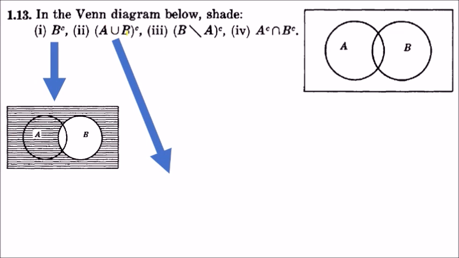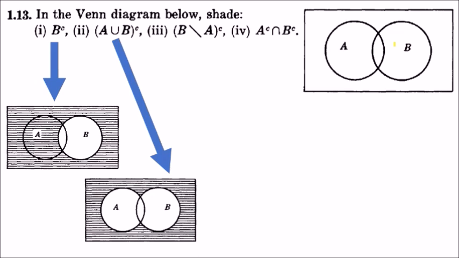For the complement of A union B, first let's identify where A union B is. The A union B is the two circles, the circle of A and the circle of B. So the complement of that, of course, is what is outside of those two circles. So, that is the shade.